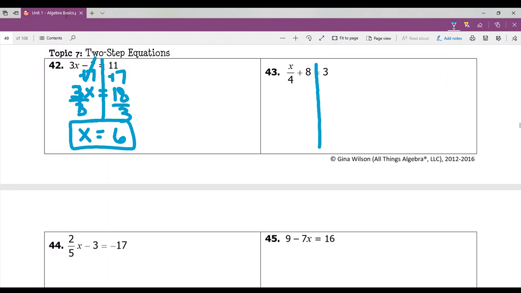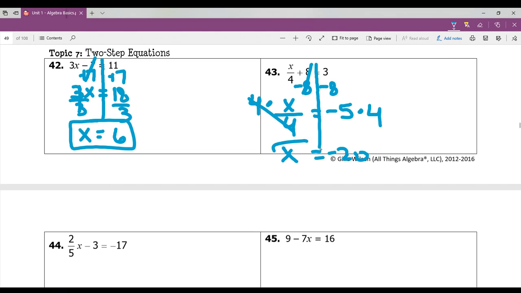Remember, we get rid of the addition or subtraction first. So we got add 8, so we're going to subtract 8. X divided by 4 equals negative 5. Okay? We're already dividing. How do you get rid of dividing? You multiply. Here's what I do. I multiply by the 4 up here and over here. That makes it go away. So we'll get x equals negative 20.